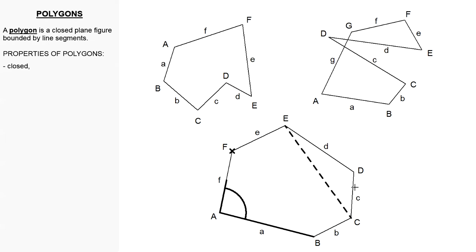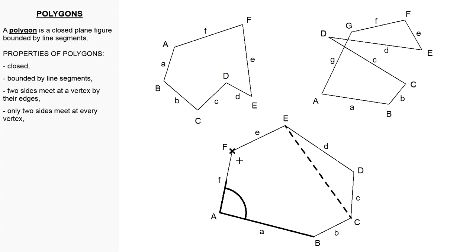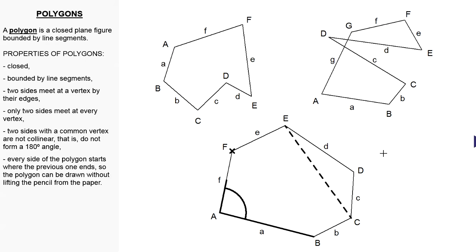It is closed, that is, it ends where it begins. It is bounded by line segments, that is, there is no side which is not a line segment. Also, two consecutive sides meet at a vertex. There are only two sides meeting at any vertex of the polygon, for example, at vertex E meet only sides D and E. Two consecutive sides are not collinear, that is, they do not form a straight angle, a 180-degree angle. And finally, every side starts where the former side ends.